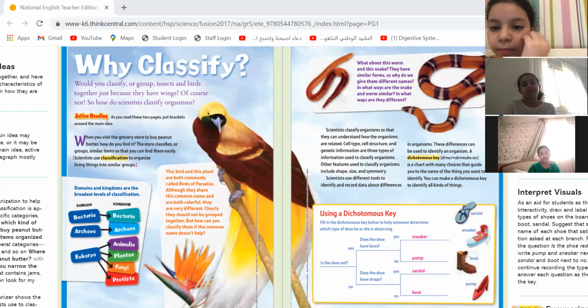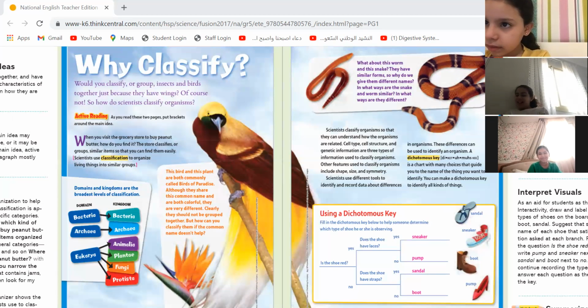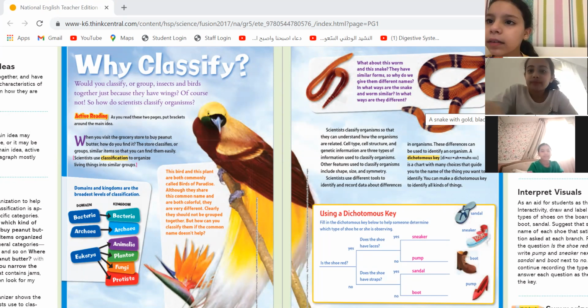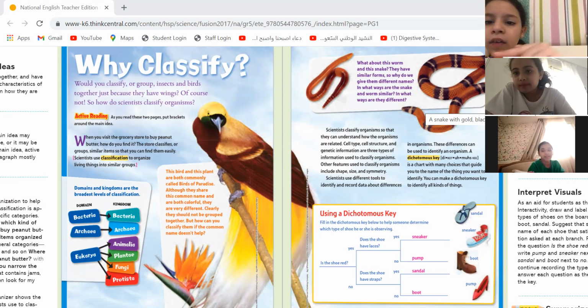Now let's go to the next page and see over here. Look at these two snakes. What about these worms? They are not snakes, sorry. Look at these worms and the snake. This is the worm and this is the snake. They have similar forms. Are they similar? That's why I got confused. See? Yes, they are like reptiles.